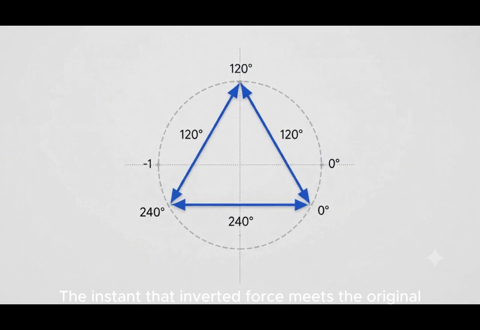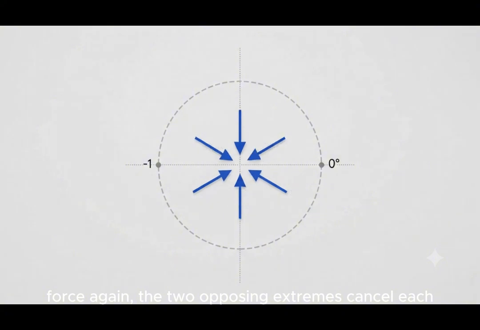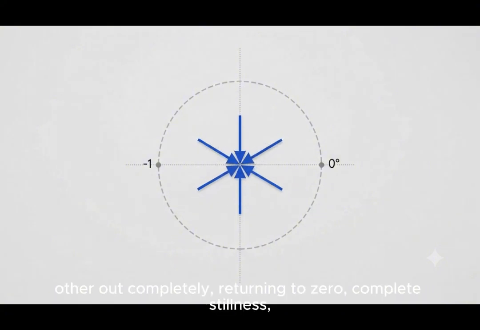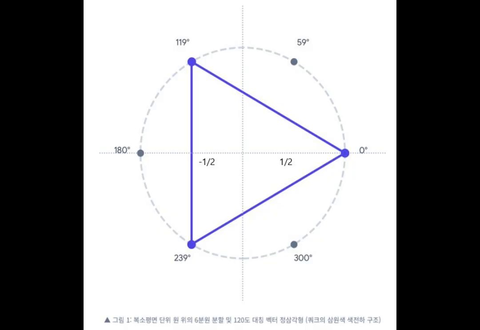The instant that inverted force meets the original force again, the two opposing extremes cancel each other out completely, returning to 0, complete stillness, the vast womb from which everything came. The trembling of 1 calls 0 into being, and from the womb of 0, 1 bursts forth again. This cycle cannot exist without the rotation that only the imaginary unit makes possible.